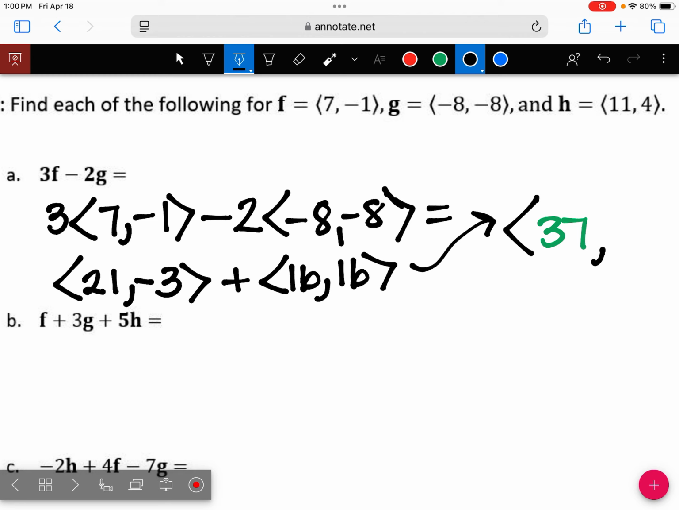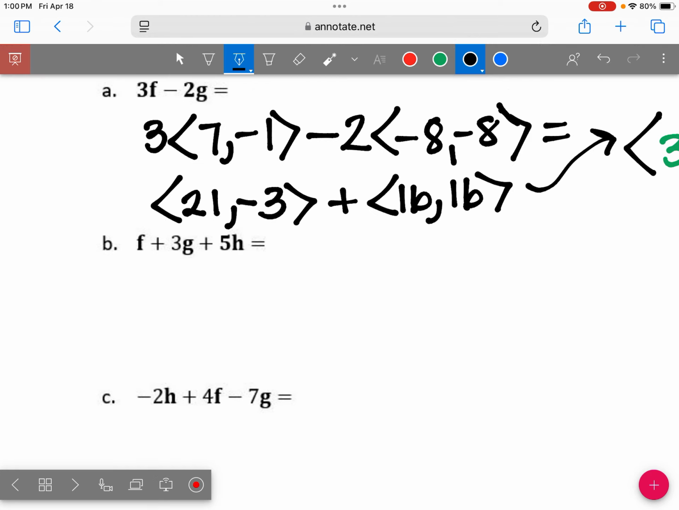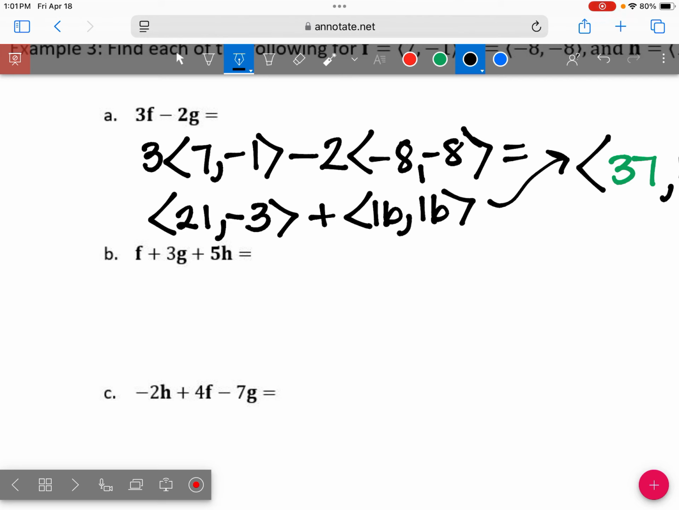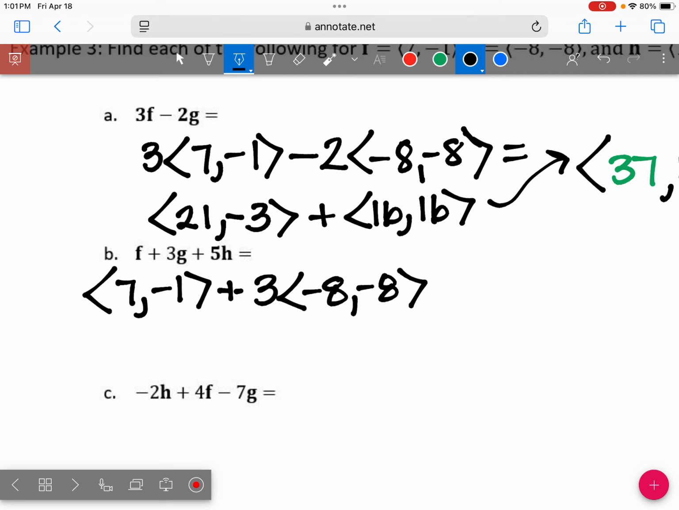And what's -3 plus 16? 13. All right, let's set up B. B is using all 3. So we have vector F, which is not changing. We're adding to that 3 times vector G. And I'm adding to that 5 times vector H.